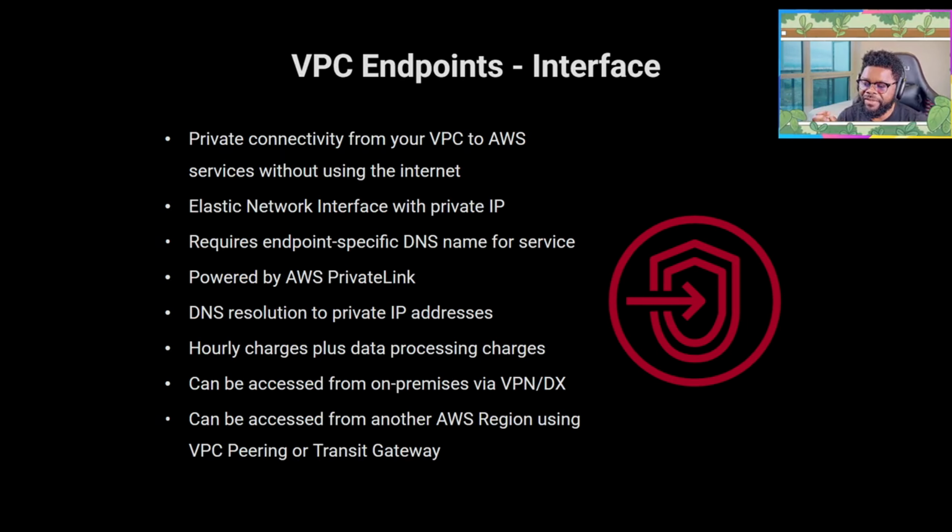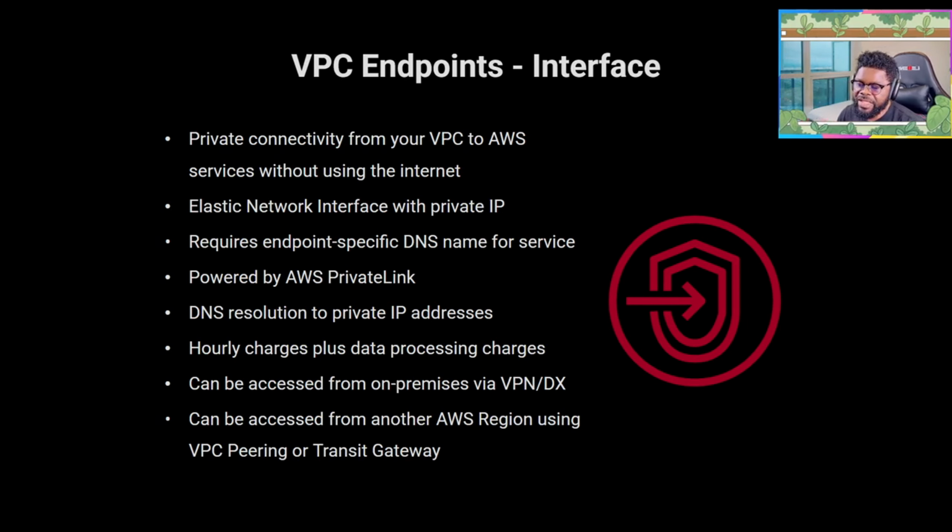DNS resolution to private IP addresses, obviously. So what it means is that all of that is going to happen privately, and you still can resolve the IP address that is on the other side. But it comes with charges. So gateway we saw is free. If you have a gateway for S3 and DynamoDB, it's going to be free. But for any VPC endpoint you create, there's a charge.